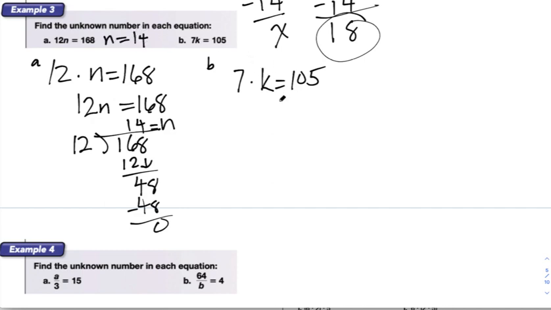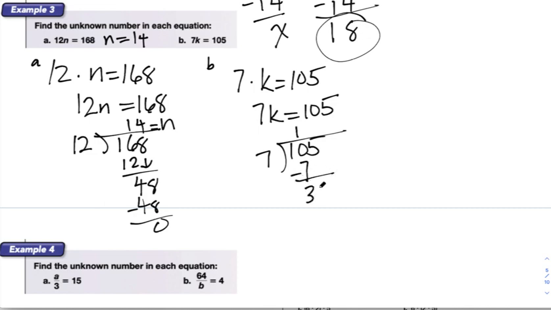Over here, we're going to do a similar thing. We know we're dealing with 7k, and that's equal to 105. I know that if I divide 105 by 7, I'll figure out what that k is. So I'm going to do my long division like this. 7 can't go into 1, but it can go into 10 one time. When I multiply 1 by 7, I get 7. I subtract, I get 3.